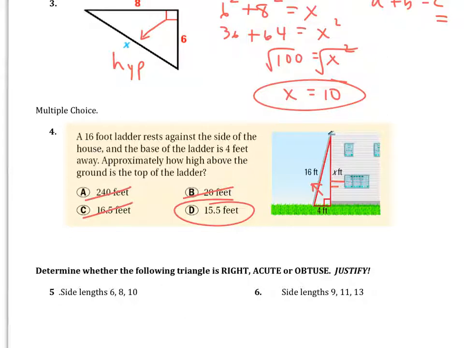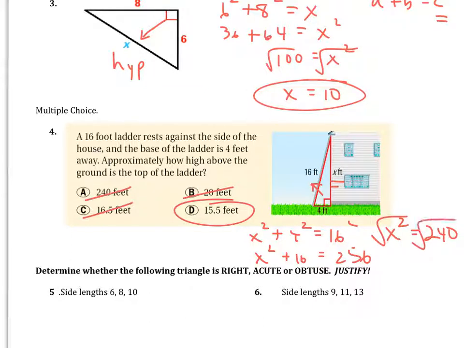But we could do the math and show that x squared plus 4 squared is equal to 16 squared. X squared plus 16 equals 256. If you subtract 16 from both sides, you get x squared is equal to 240. Take the square root of both sides, and x is going to equal 15.5. But just using a little bit of logical reasoning, understanding the hypotenuse has to be the longest, therefore x is 15.5 as well.